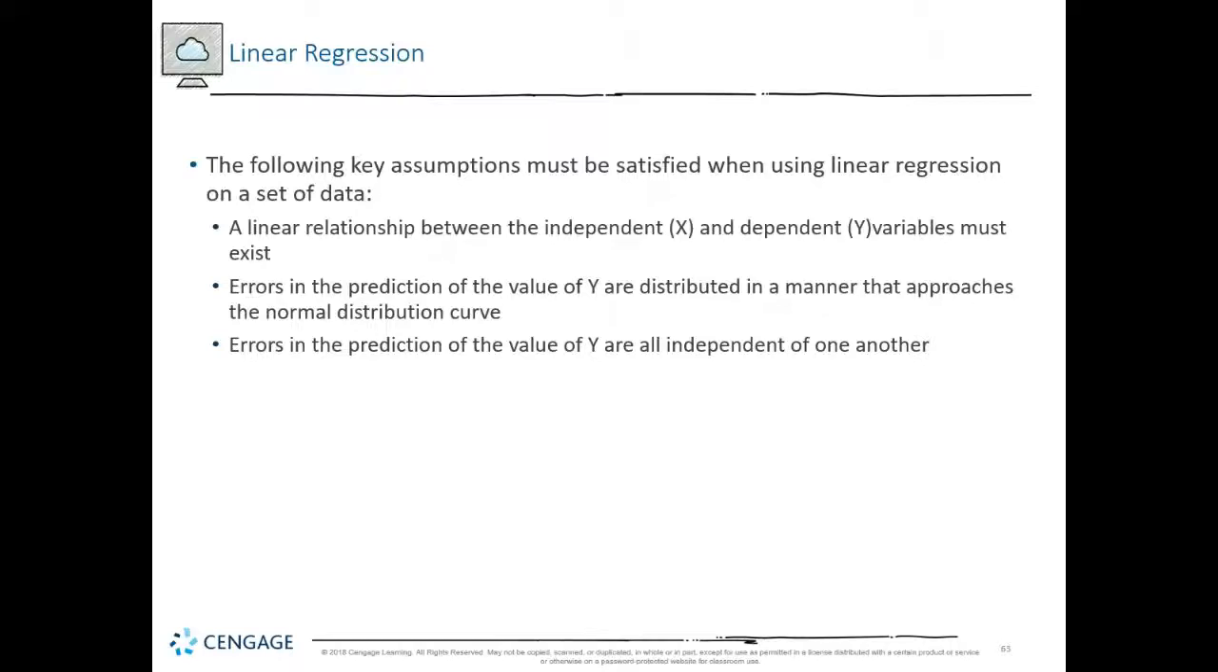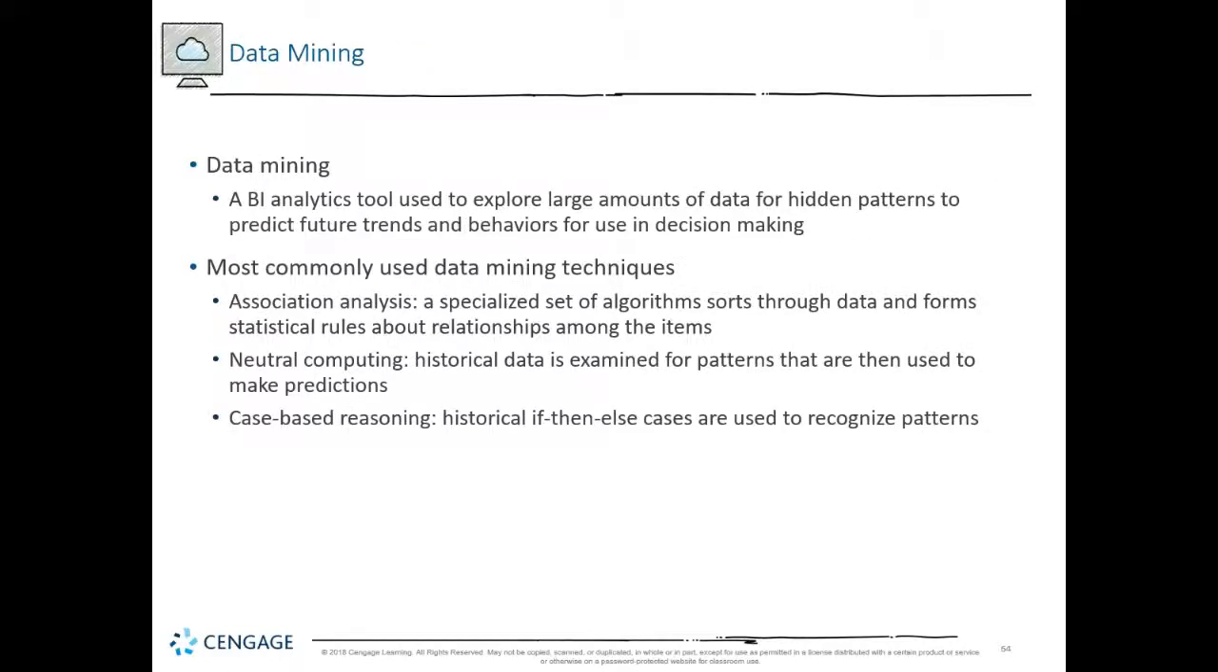Linear regression. The following key assumptions must be satisfied when using linear regression on a data set. A linear relationship between the independent variable x and the dependent variable y must exist. Errors in the prediction of the value of y are distributed in a manner that approaches the normal distribution curve. Errors in the prediction of the value of y are all independent of one another.